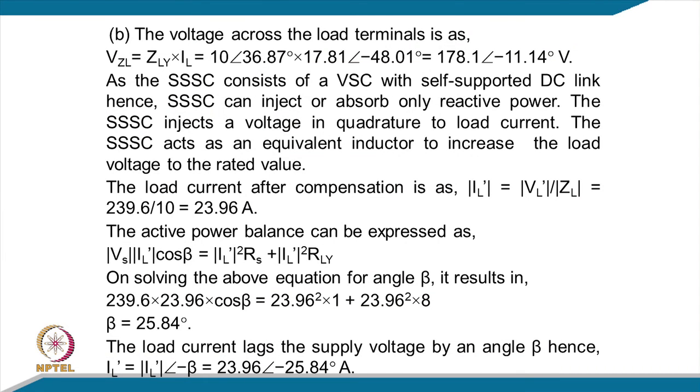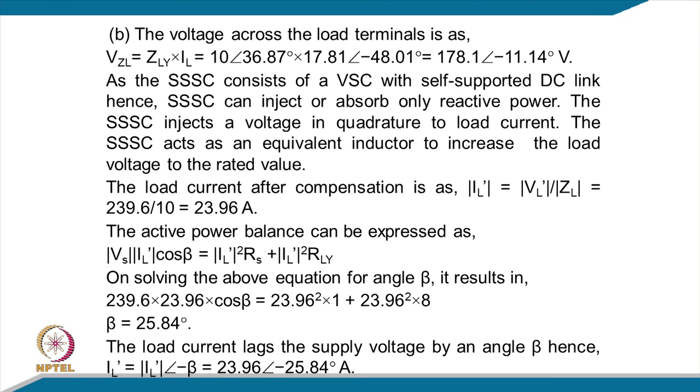The voltage across the load terminal is the load impedance multiplied by the load current. Putting in the values, it comes to 178.1 volt at the angle of minus 11.14 degree. This is certainly much lesser than the rated voltage of 239.6 volt, because of the lagging power factor and because the source impedance is also inductive in nature.